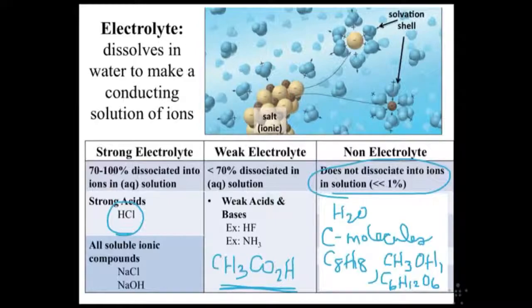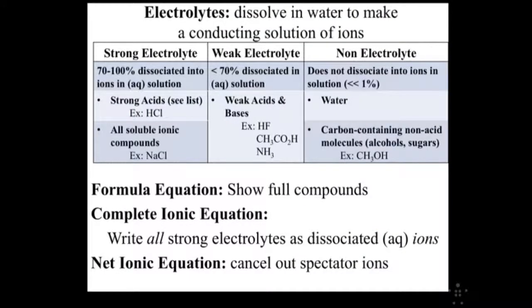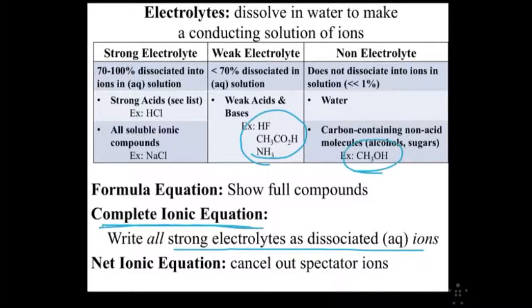And so just to review what this means in terms of what we've looked at on the last video, if you have things that are strong electrolytes, when you write that complete ionic equation, those are going to be dissociated in the equation. If it's a weak electrolyte or a non-electrolyte, it's going to stay as a full formula even in the complete ionic equation.